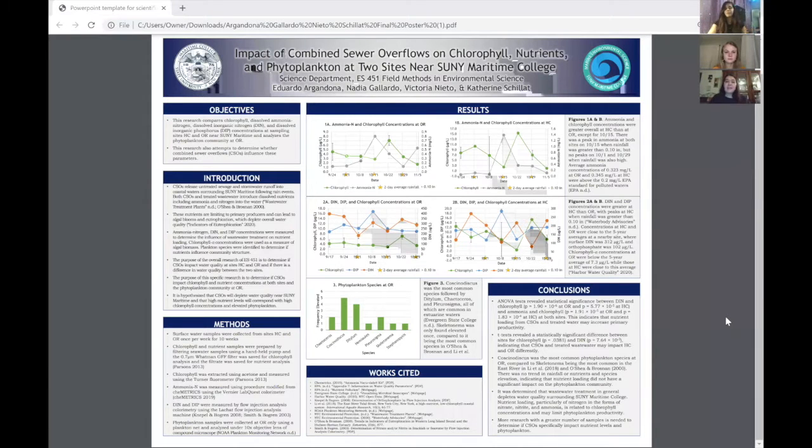Hello, this is our project on the impact of combined sewer overflows on chlorophyll, nutrients, and phytoplankton at two sites near SUNY Maritime College. This project is by Eduardo Argandona, Nadia Gallardo, Victoria Nieto, and Katherine Schillat.